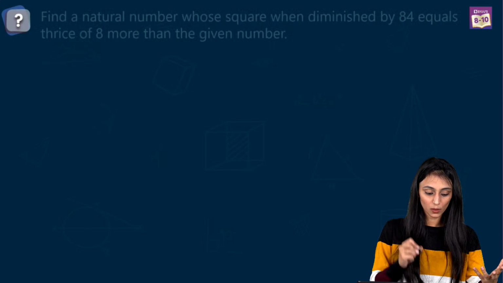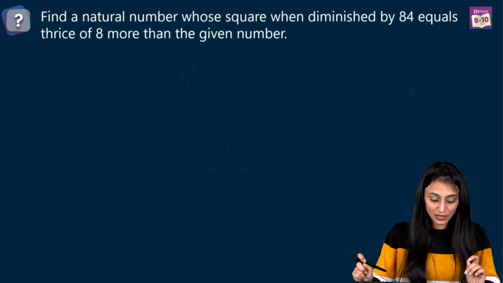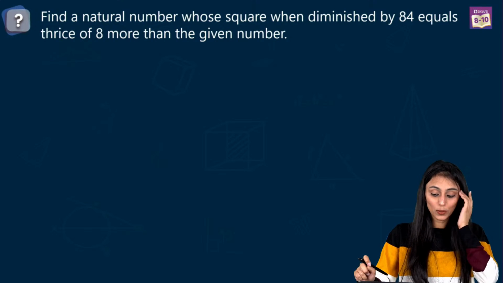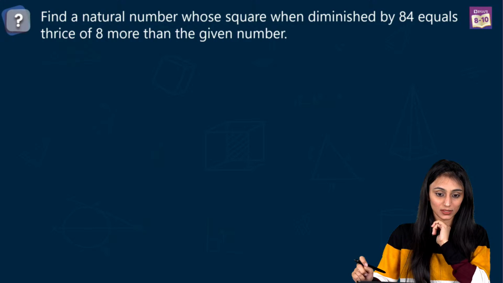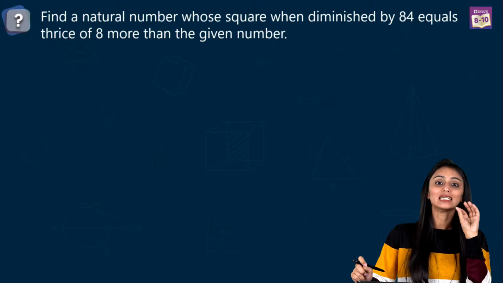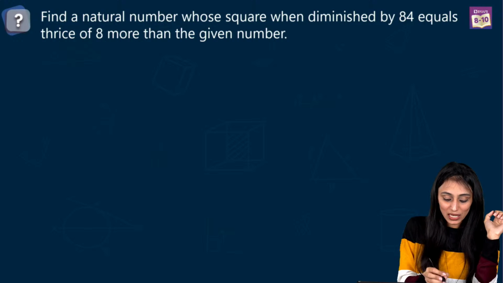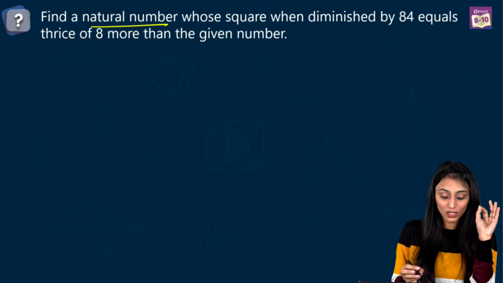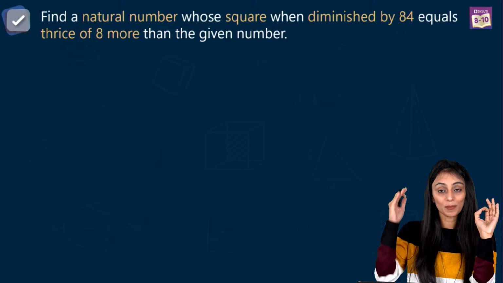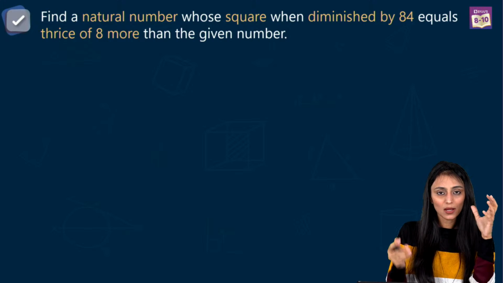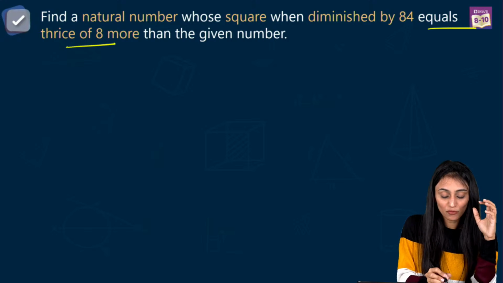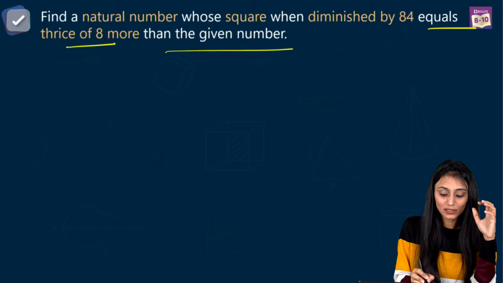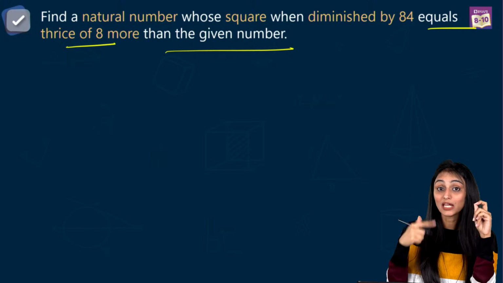How do we find this out? Now let's try out a few word problems. Find a natural number whose square when diminished by 84 equals thrice of 8 more than the given number. So what we will do here? Just literal translation of the statement. We have to find a natural number whose square when diminished by 84, which means reduced by 84, is equal to thrice of 8 more than the given number. That means 3 times 8 more than the given number.